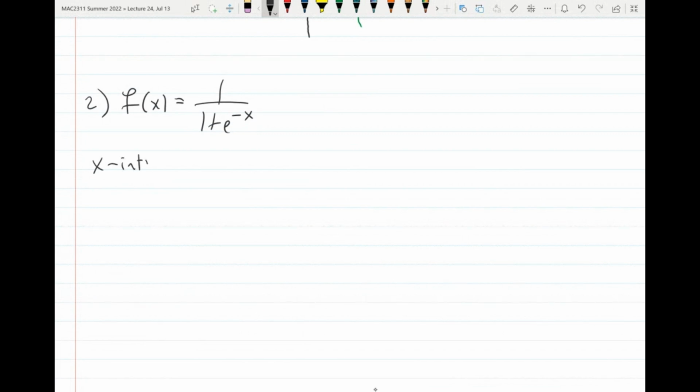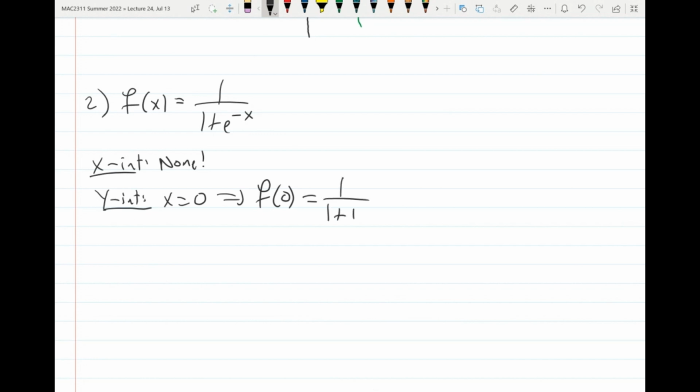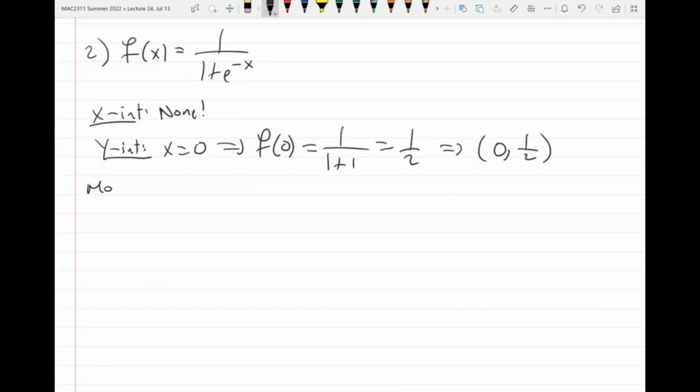So x-intercept, none. This function is never 0 because a fraction is 0 only when the top is 0. Everybody okay with this? So this function is never 0. How about y-intercept? Well, when x is equal to 0, just plug in 0. Then we're going to get 1 over 1 plus 1, e to the 0 is 1. So the y-intercept is the point (0, 1/2). Now let's figure out monotony.